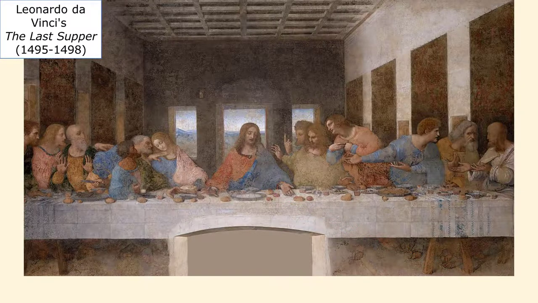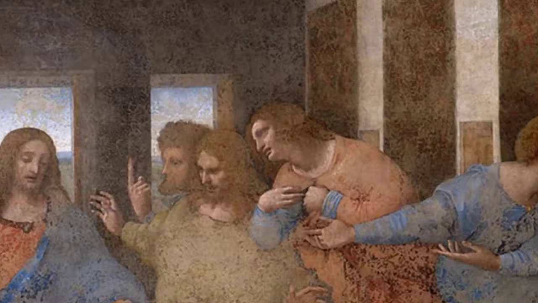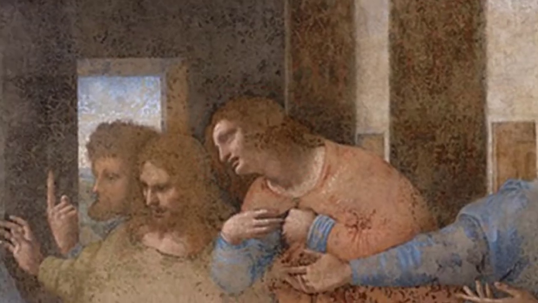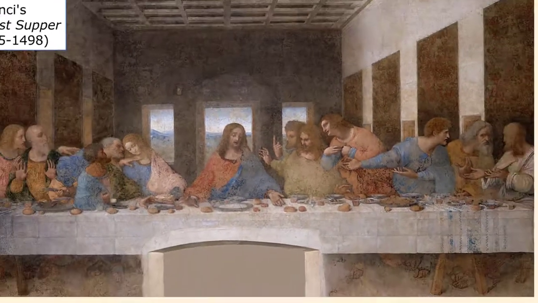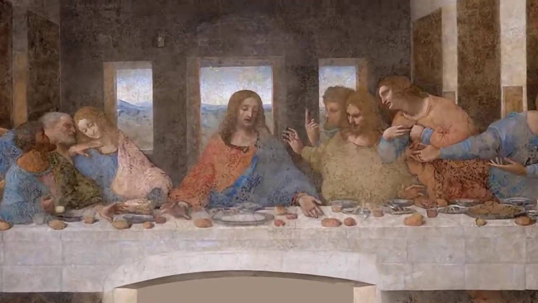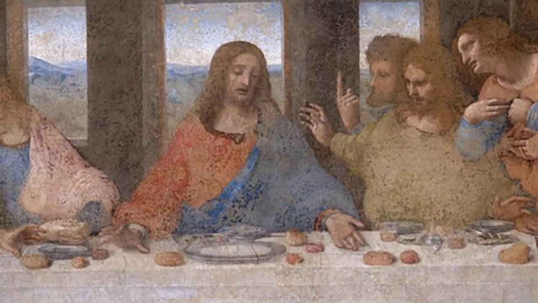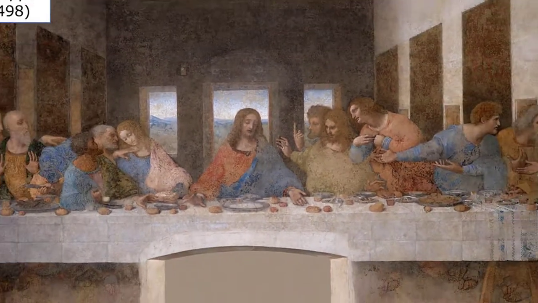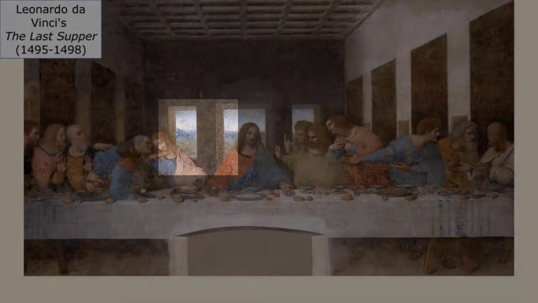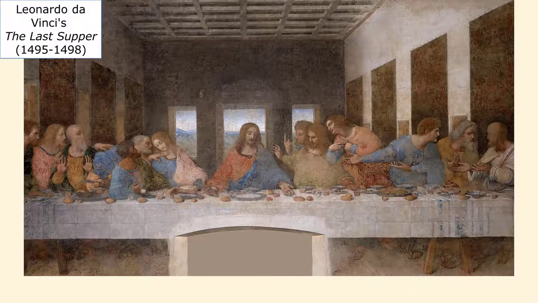Notice also the chiaroscuro in the bodies in the apostles. Look at the shading of this one's face to create that weightiness, three-dimensionality. We also have sfumato, the more distinct things in the foreground and the blurrier things in the background. Leonardo loves to put landscapes in the background that you view through a window.